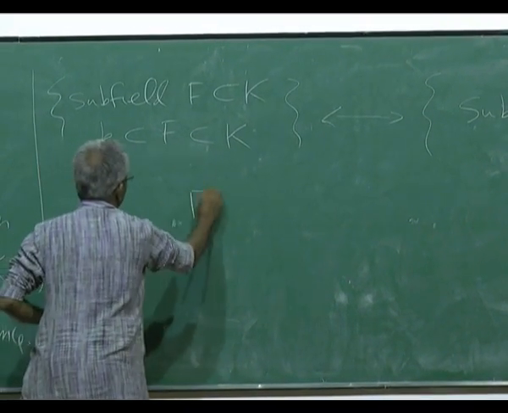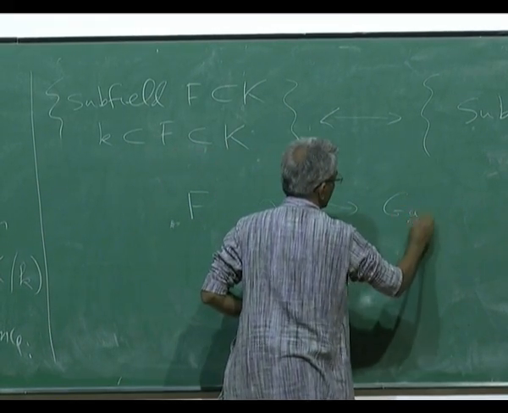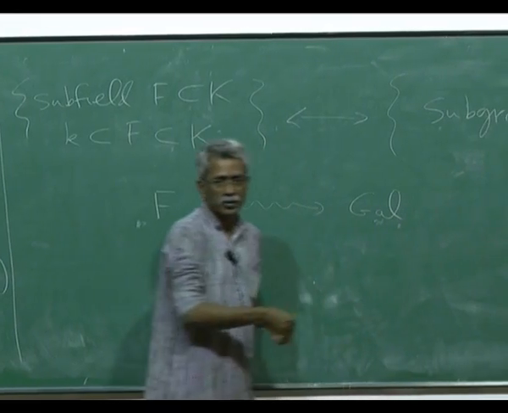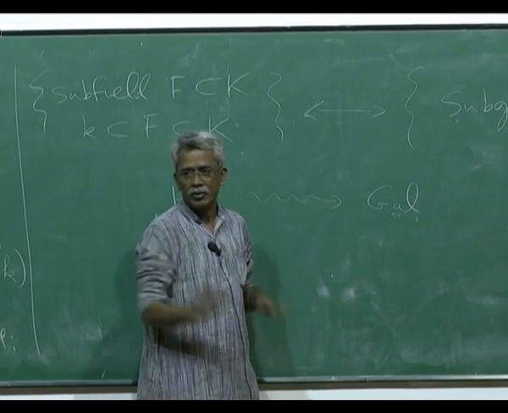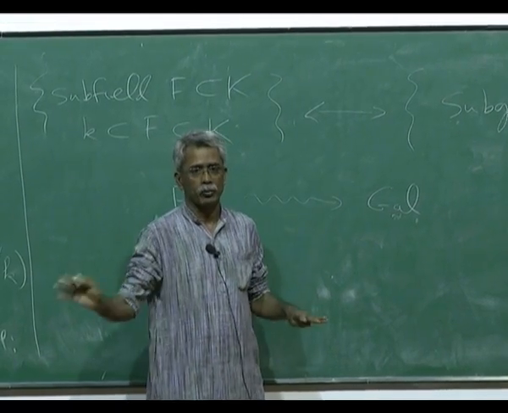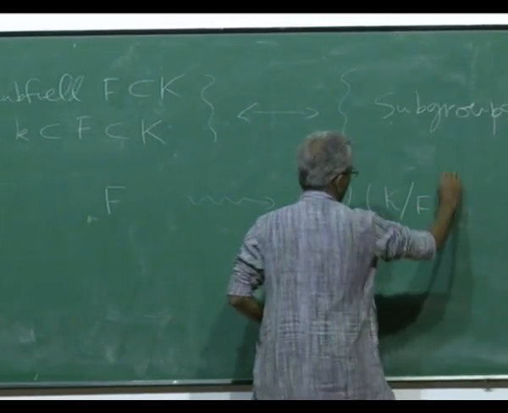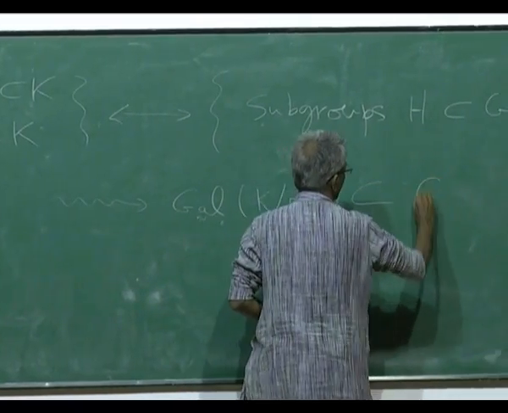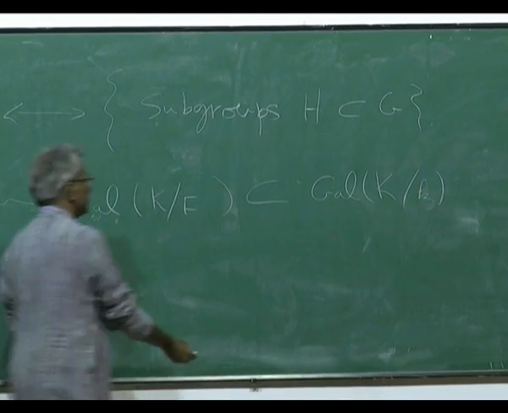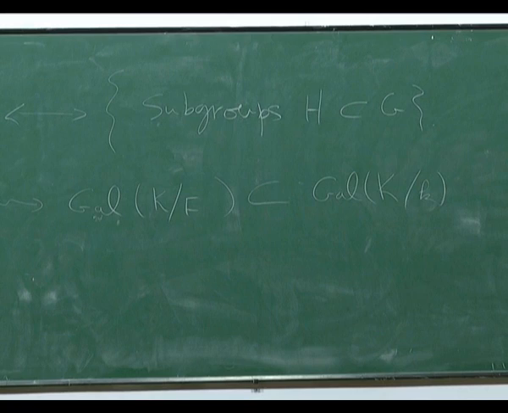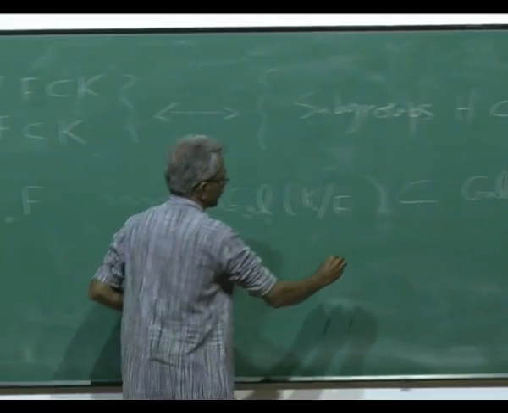If you take a field F, that corresponds to the Galois group of, I will explain all these terms. I am first just writing down the statement. Okay. In case you have forgotten what a Galois group is, do not worry, it will be explained in a few minutes. Galois group of K over F, and that will automatically be a subgroup of the Galois group of capital K over small k. And on the other hand, this is our G.